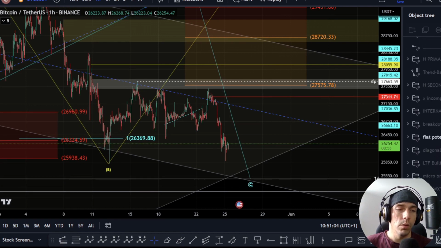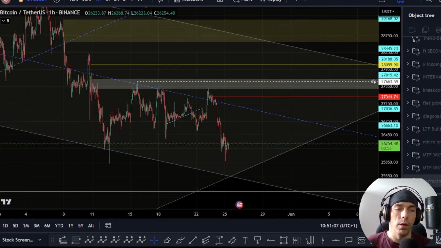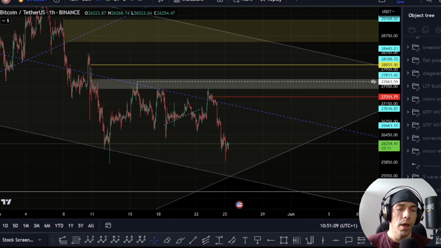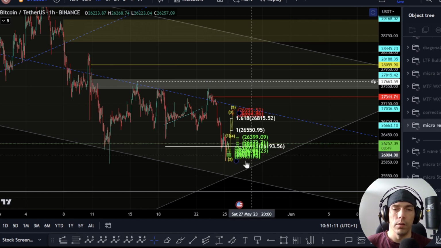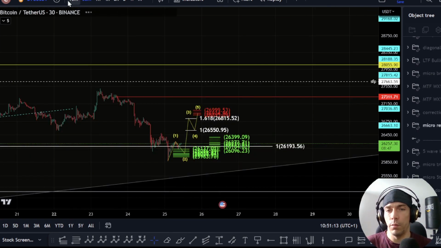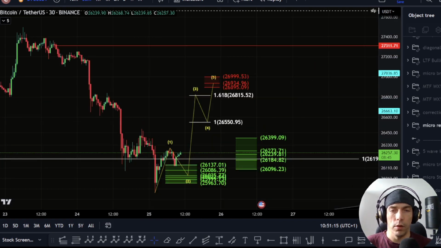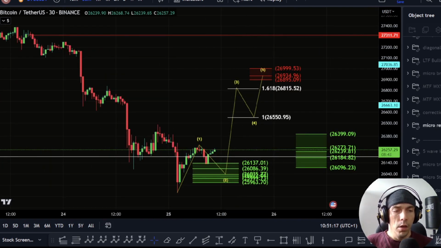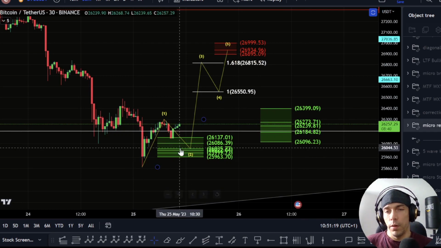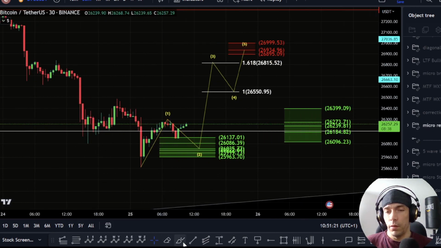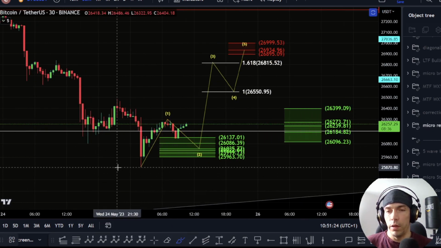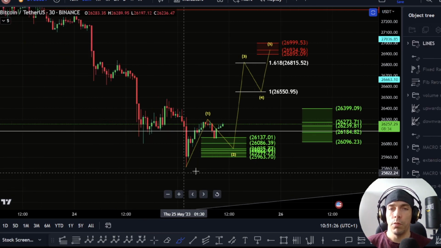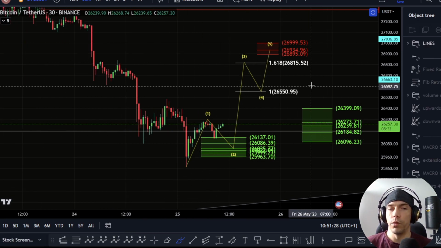Now, the other thing I want to talk about is the possibility that we are looking to reverse from this point. And what I'd be looking for here is something like this. So I'm going to come down here into the 30-minute chart and get right in on this. What we were looking for here is, if we're saying that we've had a 5-wave move that's completed into these lows here, what we'd be looking for is a potential for a reversal out of this point.